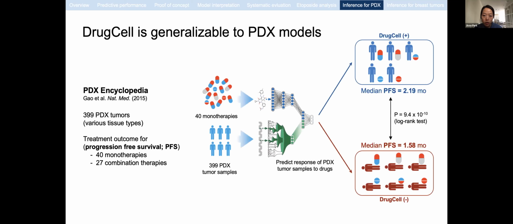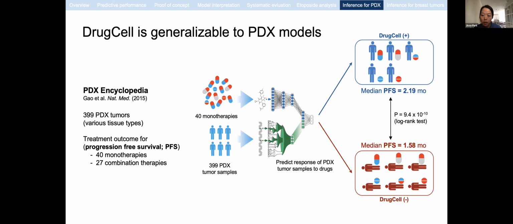First, we directly used the DrugCell model, again pre-trained using the cell line data, and predicted the response for the PDX models to the monotherapies. Since the drug response is measured using progression-free survival in the PDX data, which is different from our measurement, which was AUC, we first stratified the PDX models into DrugCell positive groups that are sensitive to the treatment and DrugCell negative groups that are resistant to the monotherapy based on DrugCell's prediction. The binarization is done using the median predicted drug response AUC value.